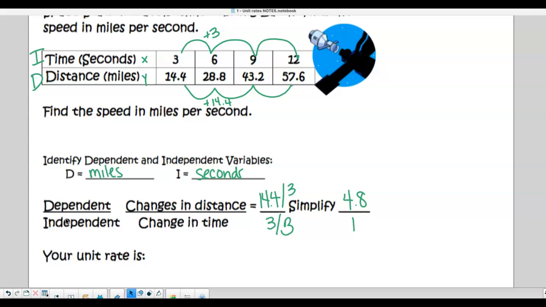What does that mean in this problem? 4.8 what? What's our labels on this? Abby? 4.8 miles per second.